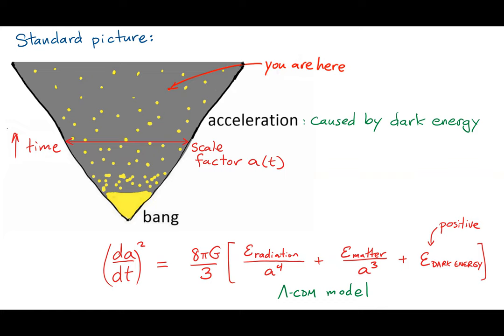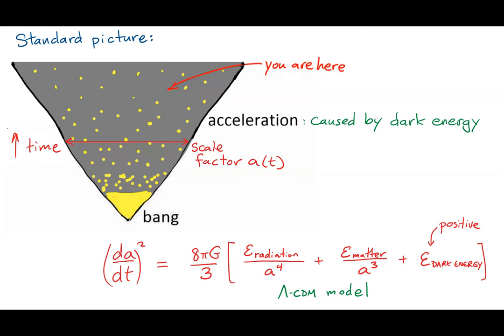This 1/a cubed just means that as the universe expands, the matter gets diluted. And so matter becomes less and less important for the evolution of the universe as the universe gets bigger. As a gets bigger, matter becomes less important. Radiation becomes even less important because as the universe expands, the radiation gets diluted, but also it gets stretched out to longer wavelengths. And so its energy is decreasing even faster.